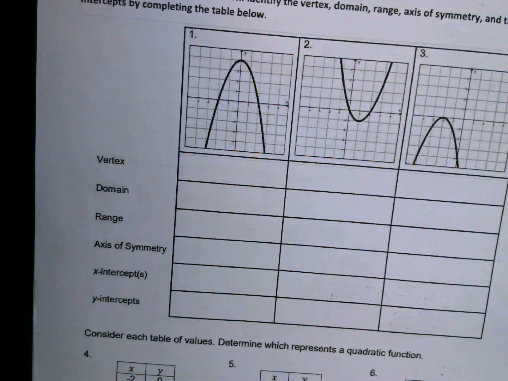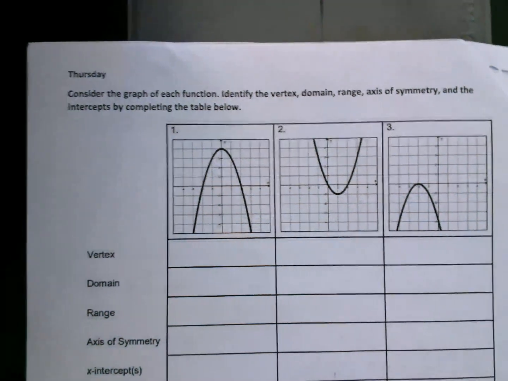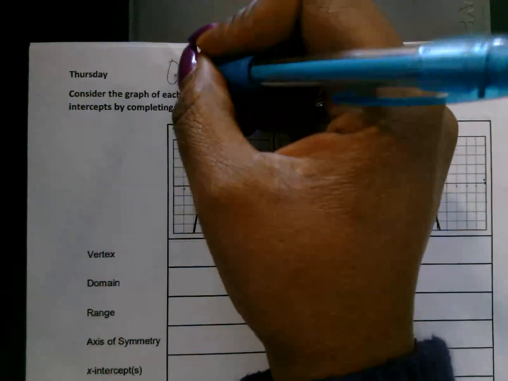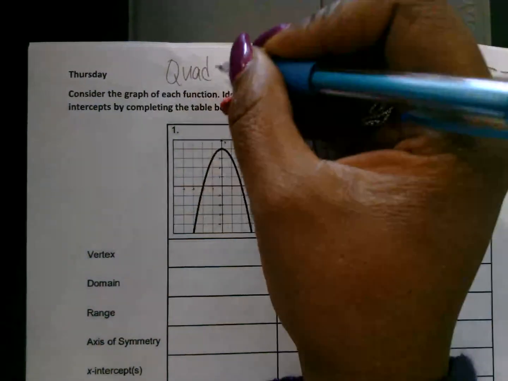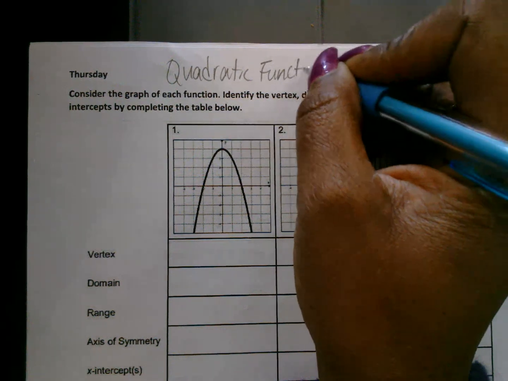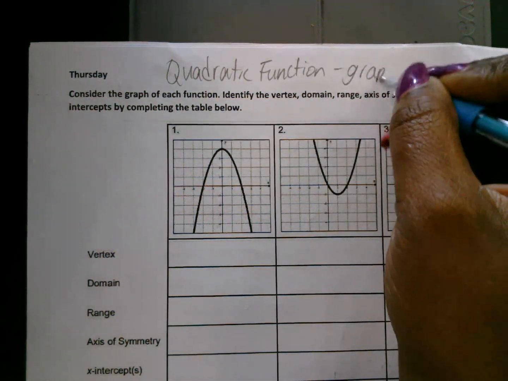All right, Math 1, this is our homework help video. It says consider the graph of each function. These are all quadratic functions because quadratic functions graph U-shaped lines. Quadratic functions graph parabolas. They graph U-shaped lines or parabolas.